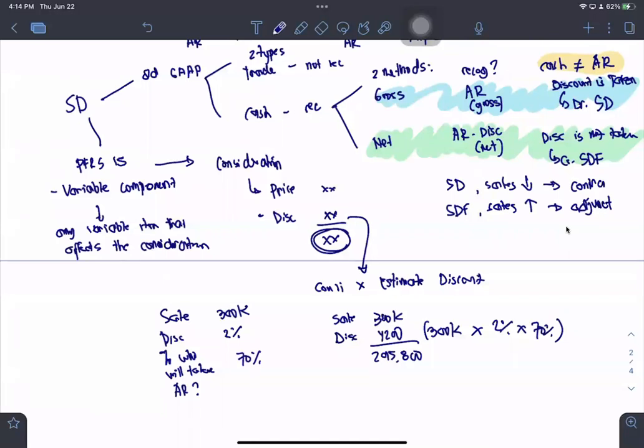So how do we compute for the discount? The discount is computed this way. You get the amount of the sale, you multiply it by the amount of the discount and the percent or the estimate of persons who will take the discount. So you just need to multiply that. And after that, that is now your AR. So that is for our sales discount.